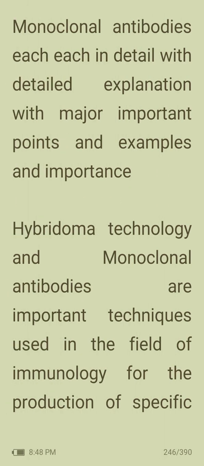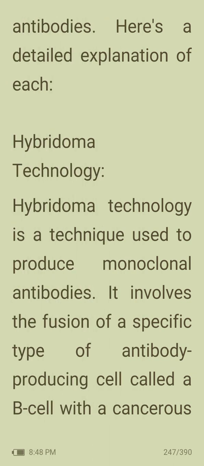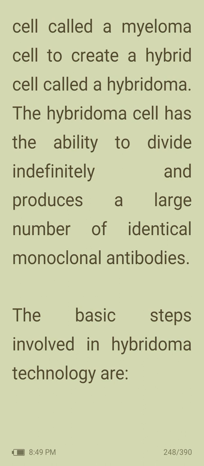Next, hybridoma technology and monoclonal antibodies. Hybridoma technology and monoclonal antibodies are important techniques used in the field of immunology for the production of specific antibodies. Hybridoma technology is a technique used to produce monoclonal antibodies. It involves the fusion of a specific type of antibody-producing cell called a B cell with a cancerous cell called a myeloma cell to create a hybrid cell called a hybridoma. The hybridoma cell has the ability to divide infinitely and produces a large number of identical monoclonal antibodies.